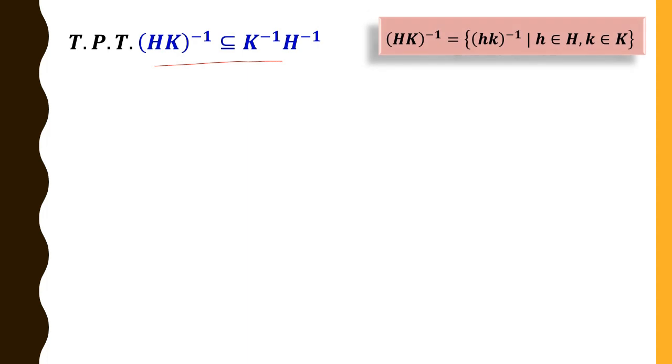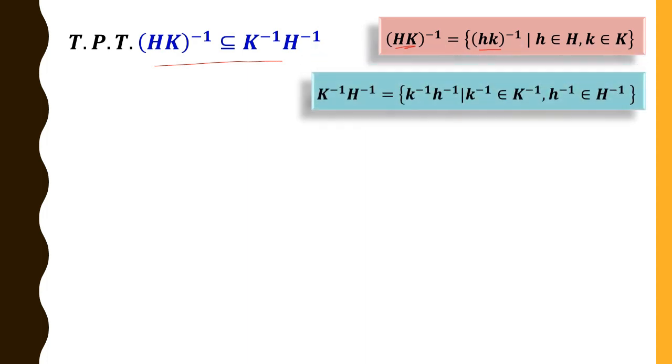Okay, we shall consider the first case, that is to prove that (HK)⁻¹ is a subset of K⁻¹H⁻¹. First, understand what the set (HK)⁻¹ is. We know what HK is, the product of two subsets. (HK)⁻¹ is the set of all elements (hk)⁻¹, where h belongs to H and k belongs to K. So capital letters denote the sets and small letters denote the elements of those sets. So this is (HK)⁻¹.